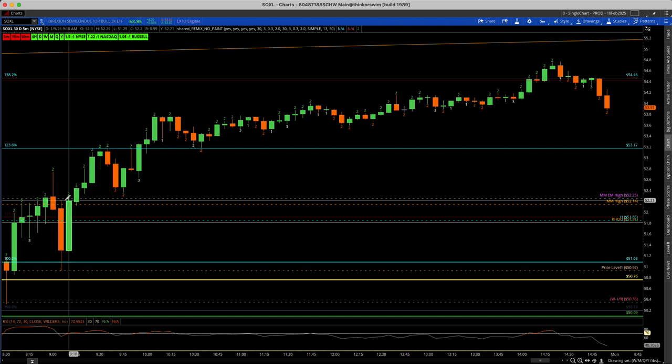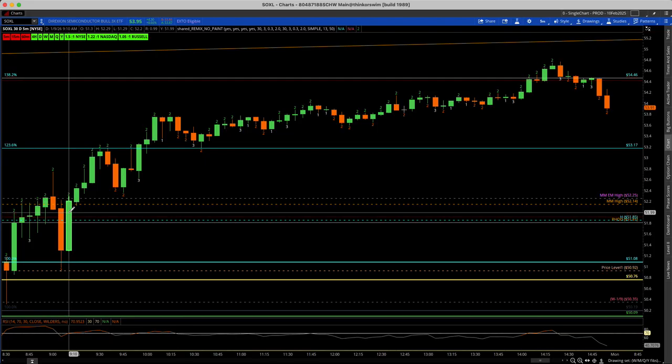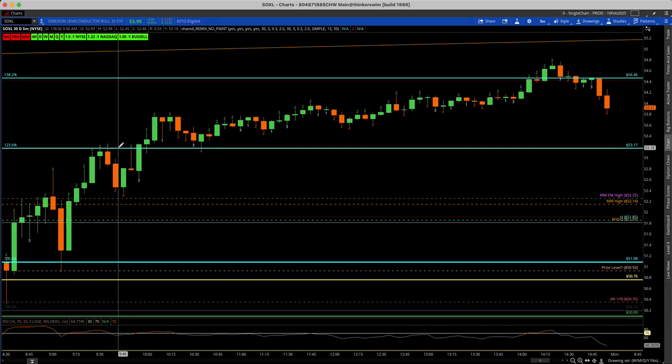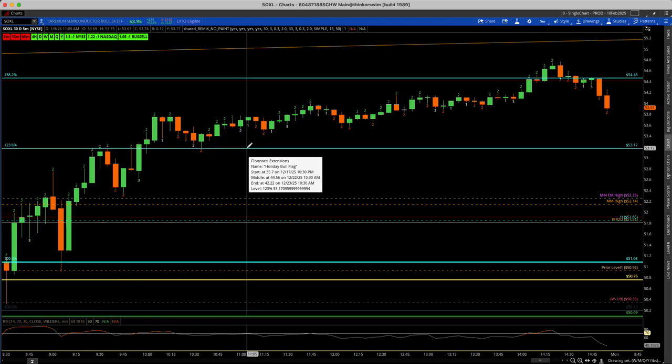So we went ahead and entered calls once this candle went above the high of this 2 down, locking that 2 down as a higher low, and basically just rode it the whole day. We did scale out of 50% of our position at this 123.6 fib of that holiday bull flag. If you're familiar with this channel, then you know what that is. I'll go over that here in a minute. But we did scale out of that position.